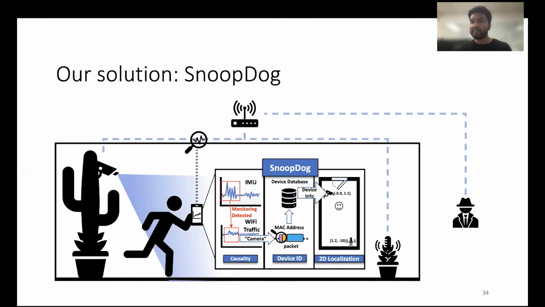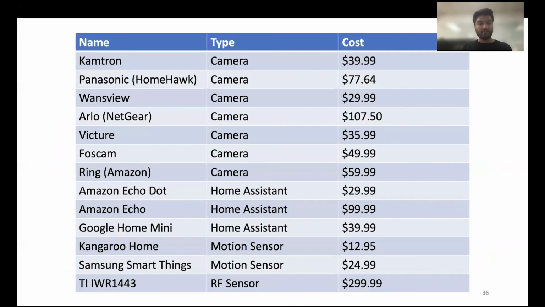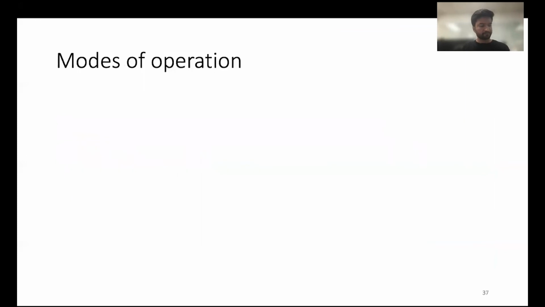SnoopDogg detects, identifies, and localizes devices using their traffic and a ground truth sensor. We implemented the system on a laptop, but in future, we expect that even a rooted smartphone or a smartwatch can be used for this process. We use a smartphone as the ground truth sensor. We evaluated SnoopDogg on 13 popular and well-known devices ranging from cameras, home assistants, motion sensors, and an RF sensor.